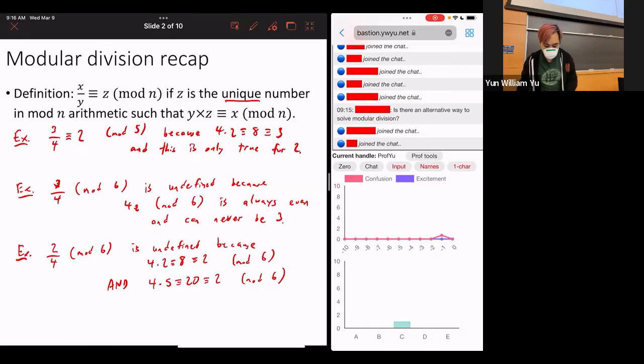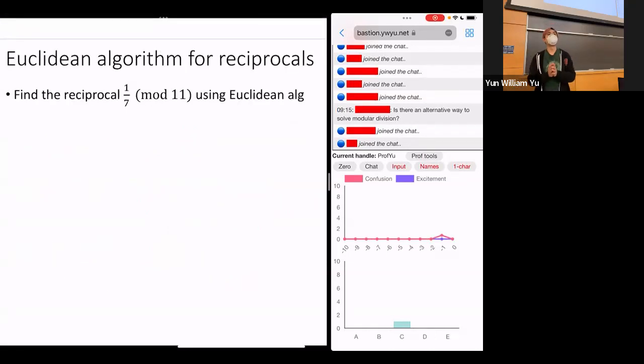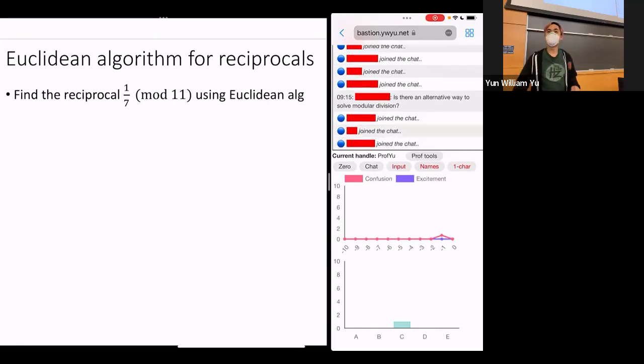The way we're going to do that is the Euclidean algorithm. Remember, we learned the Euclidean algorithm back in week 2 or something. I don't remember when exactly. But it turns out that we can use the Euclidean algorithm for solving a reciprocal. And if we can solve for a reciprocal, then we can solve for division.